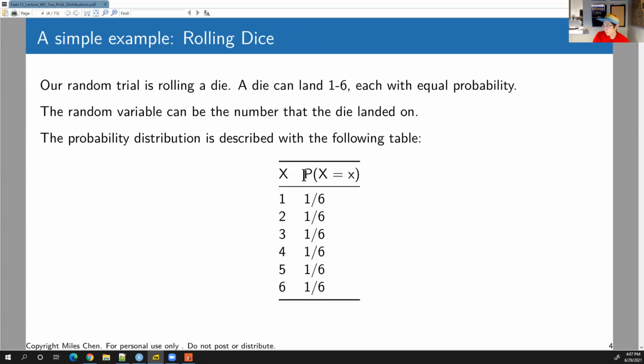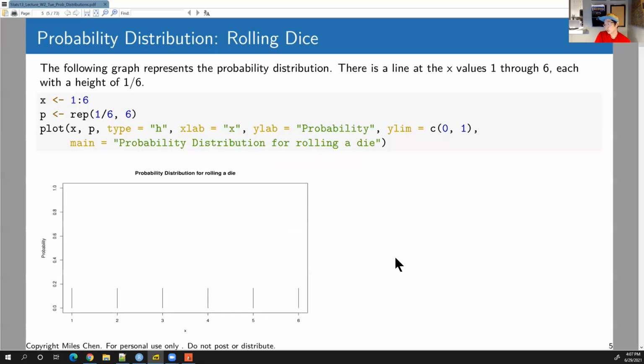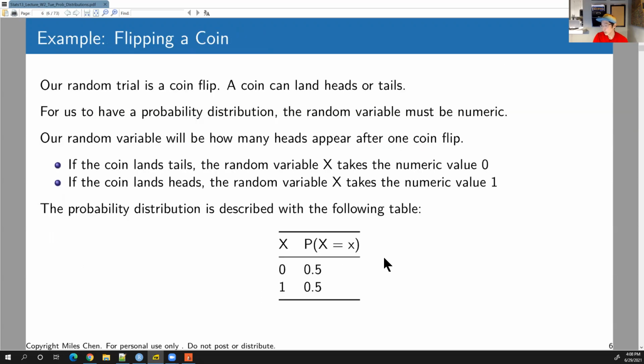So we can represent the probability distribution with this table. We can also represent the probability distribution with this graph, all right? Here we have the different outcomes that are possible, 1, 2, 3, 4, 5, 6. Each of these outcomes has a height, this line has a height of 1/6, about 0.1667. All of these heights are equal, showing that each outcome has equal probability, okay?